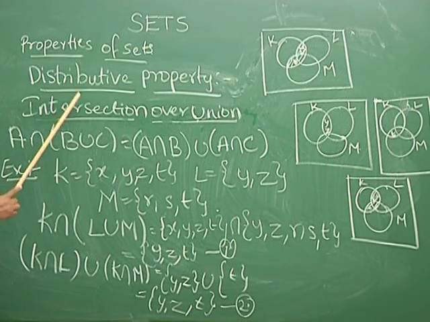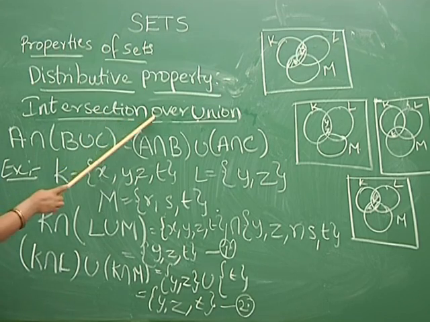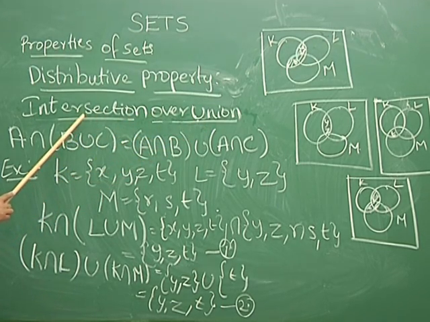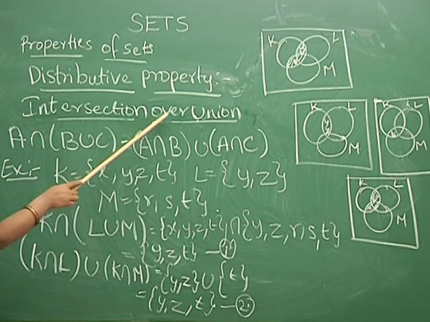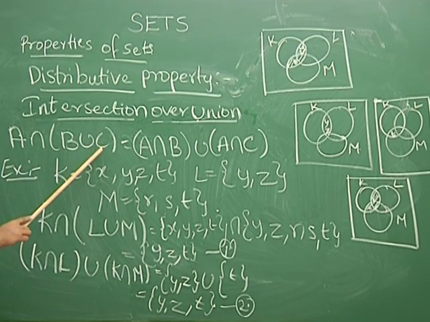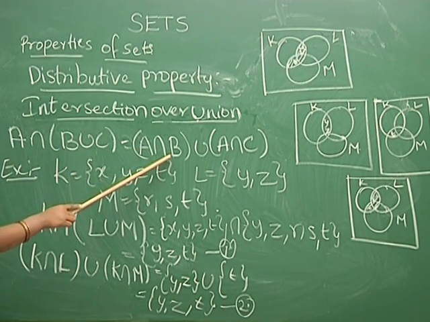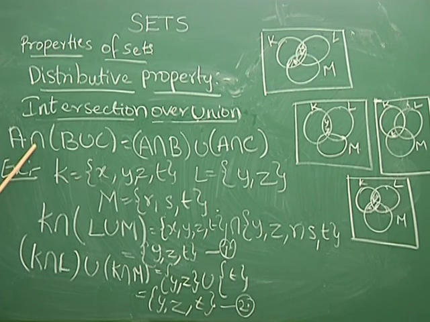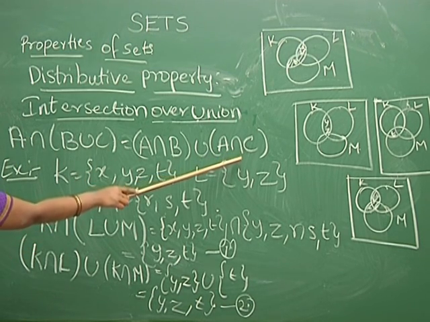So in distributive, the second type of property is intersection over union. In exam if they give intersection over union, the first word is intersection, so intersection symbol, and over indicates brackets: A intersection B union C. How to remember: A intersection B, union, A intersection C is A intersection C.